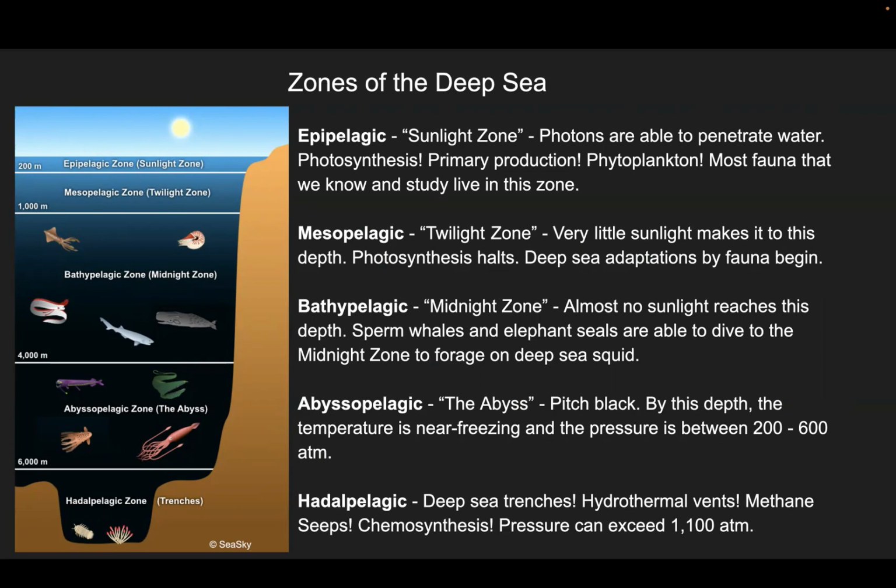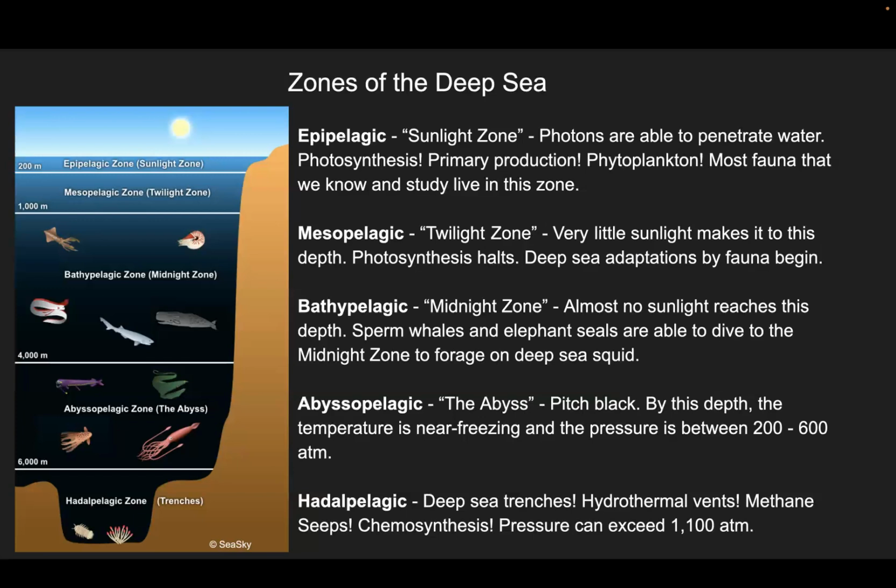And then we have the mesopelagic. This is known as the twilight zone because very little sunlight makes it to this depth. So when you walk out at the end of the day and it's twilight, it means that there's a little bit of photons swirling around in the air that allows you to see, but not very many. Same as the mesopelagic twilight zone. So this is where deep sea adaptations by fauna begin, and this is where photosynthesis halts.